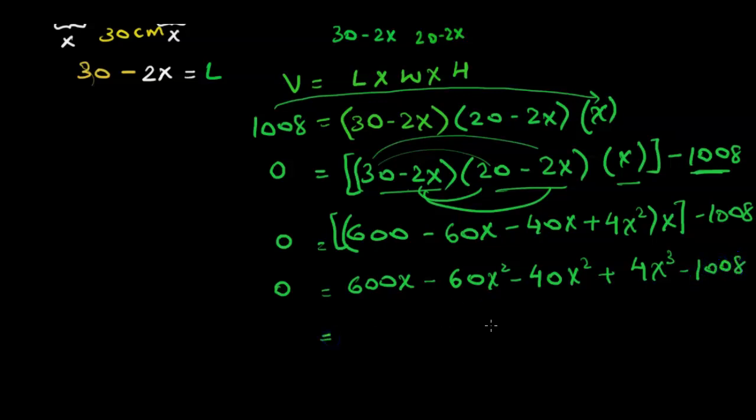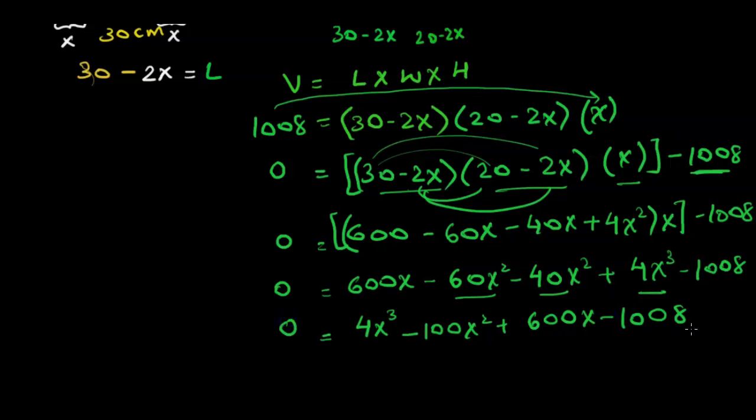Let's collect all the like terms and arrange them in decreasing order of the powers of the variable. So 4x cubed, and this and this together give us negative 100x squared, plus 600x minus 1008. Now we see that we have a polynomial expression that is equal to 0. So if we want to solve a cubic polynomial equation, then we have to undergo factoring first, because this is not in factored form.